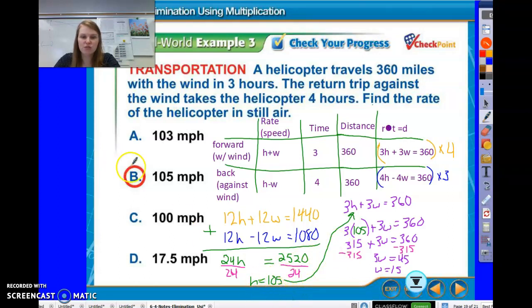So this is the answer: h is 105, so it's 105 miles per hour. If you wanted to find the speed of the wind, you could plug that back in for h, solve for w, and I got 15. So I could solve for the speed of the wind there.